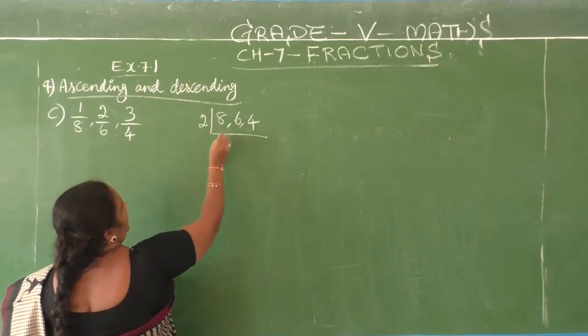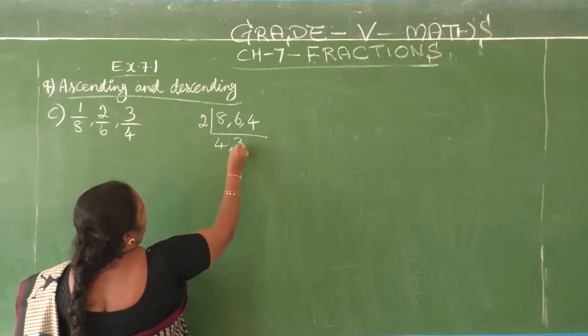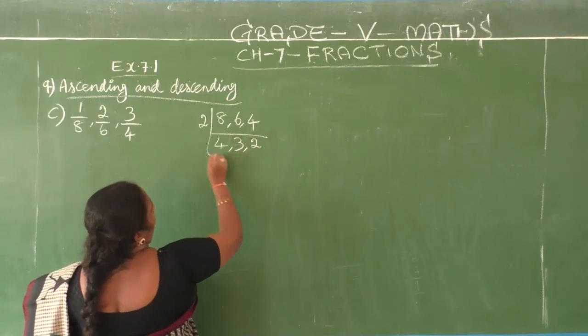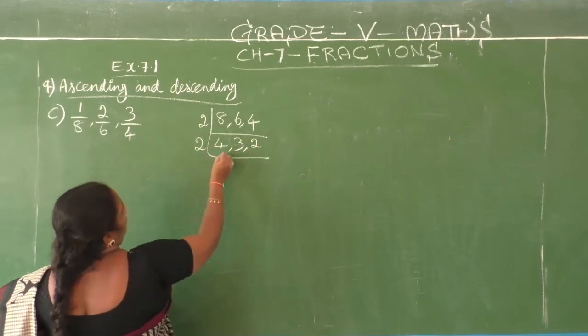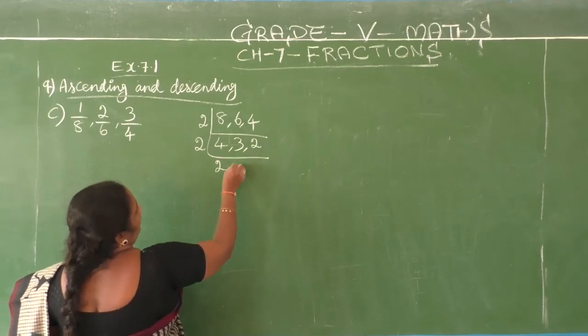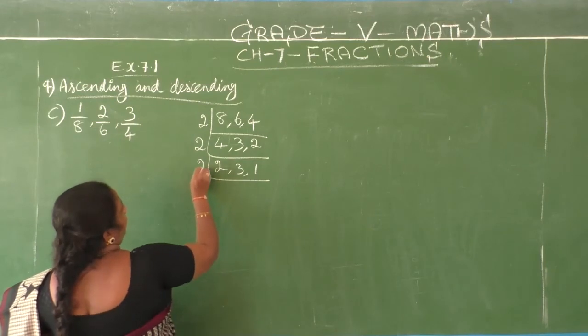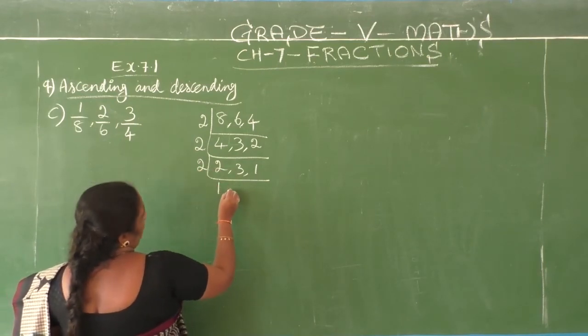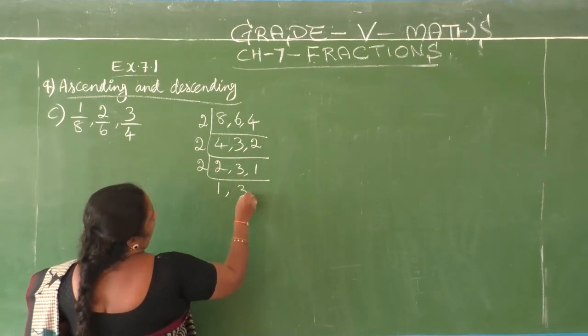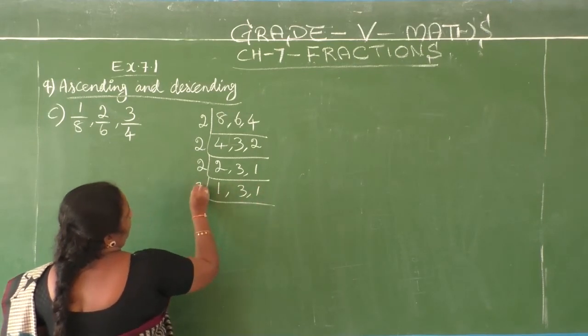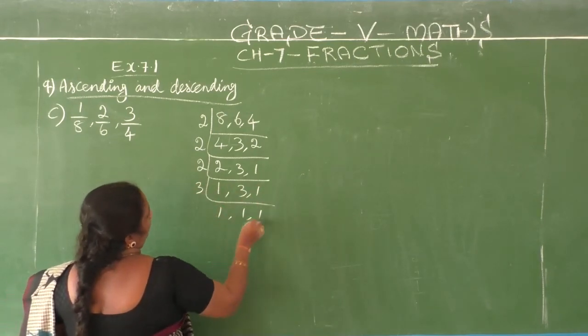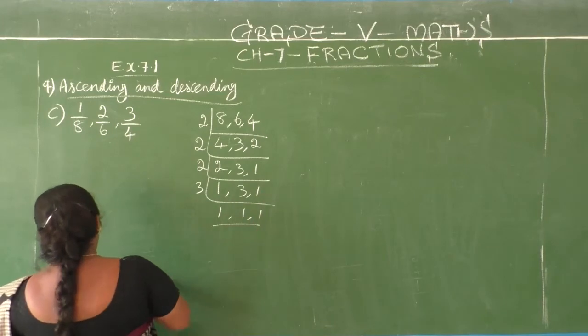So take the 2 table. 4 2s are 8, 3 2s are 6, 2 2s are 4. Again take the 2 table. 2 2s are 4, 3, 1 2s are 2. Again the 2 table. 1 2s are 2, 3, 1. Then the 3 table. 1, 1, 1. Okay. Now what is the LCM?